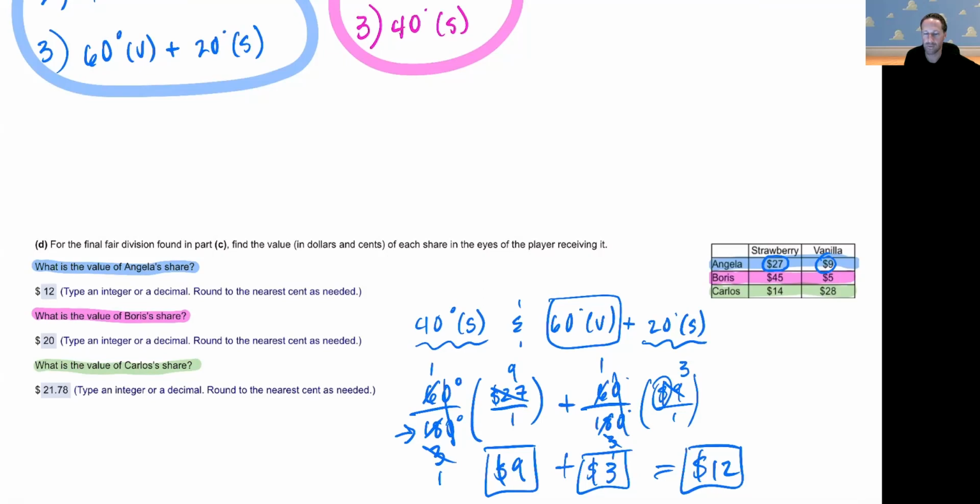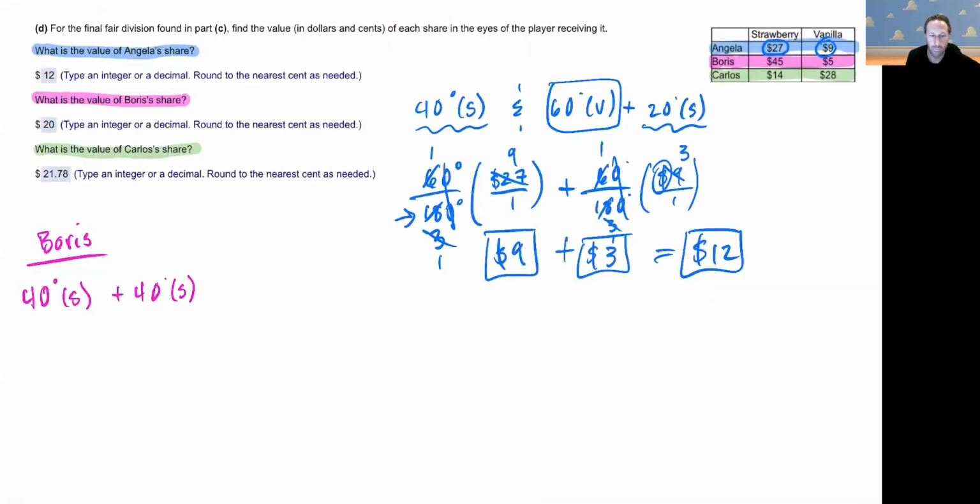Okay, so if you want to pause it right here and try parts B and C for Boris and Carlos for this 4th part D of this problem, then go ahead. I'll wait just a second, give you the chance to try it, pause it, come on back, and I'll go over those 2 real quick with you as well. All right, hopefully you gave that a try.